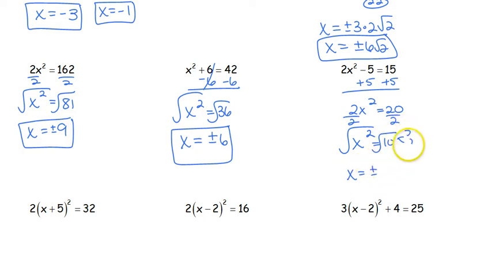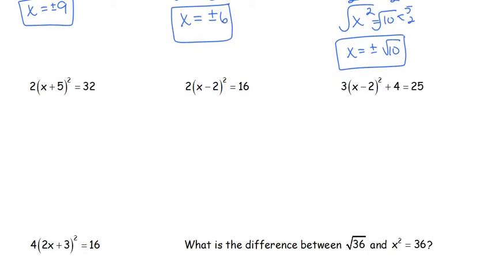Root 10, that's 5 and 2, no pairs. So we can't break that down any further, it's just plus or minus root 10. Okay, now this one's a little bit different.